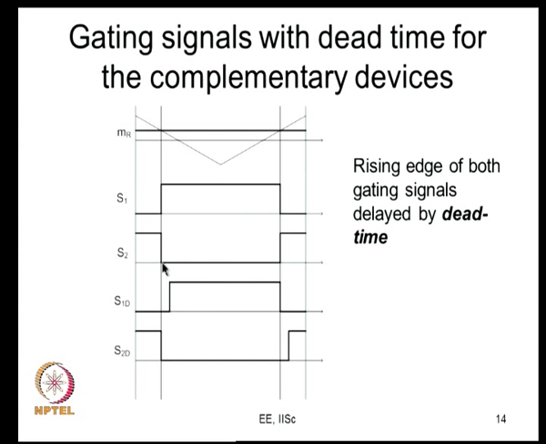So, the one that is turning off, you give priority to that. You turn it off first, then the one that is going to turn on, you wait for a while and then apply the signal. So, the gate rising edge of this S1 you delay it, and this amount of delay time is what we call dead time, let us say TD. So, this is dead time.